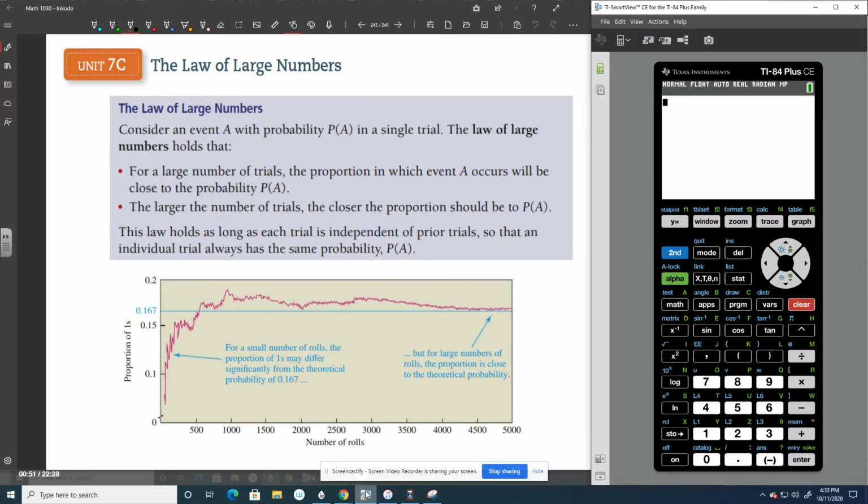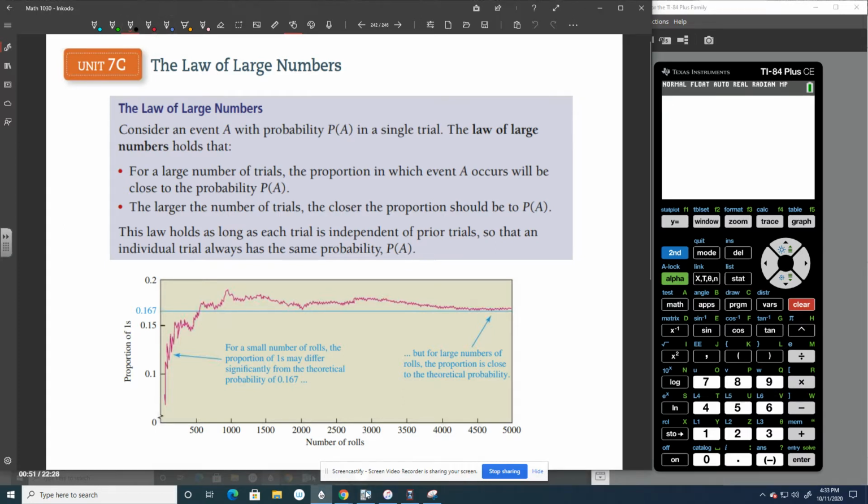If you remember, we were talking about flipping a coin, and we said, what is harder to do? Is it harder to get 9 out of 10 heads? So is it harder to get heads 9 times out of 10? Or is it harder to get 900 heads out of 1,000 flips?